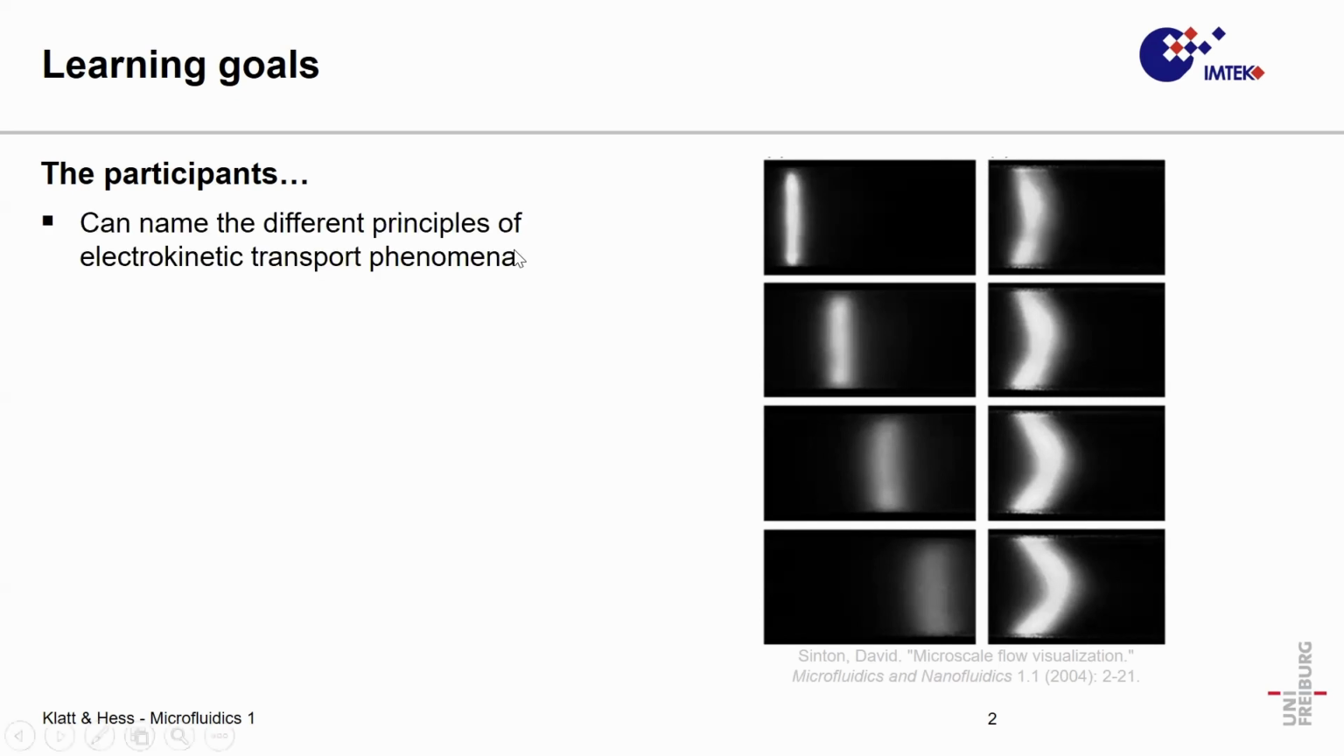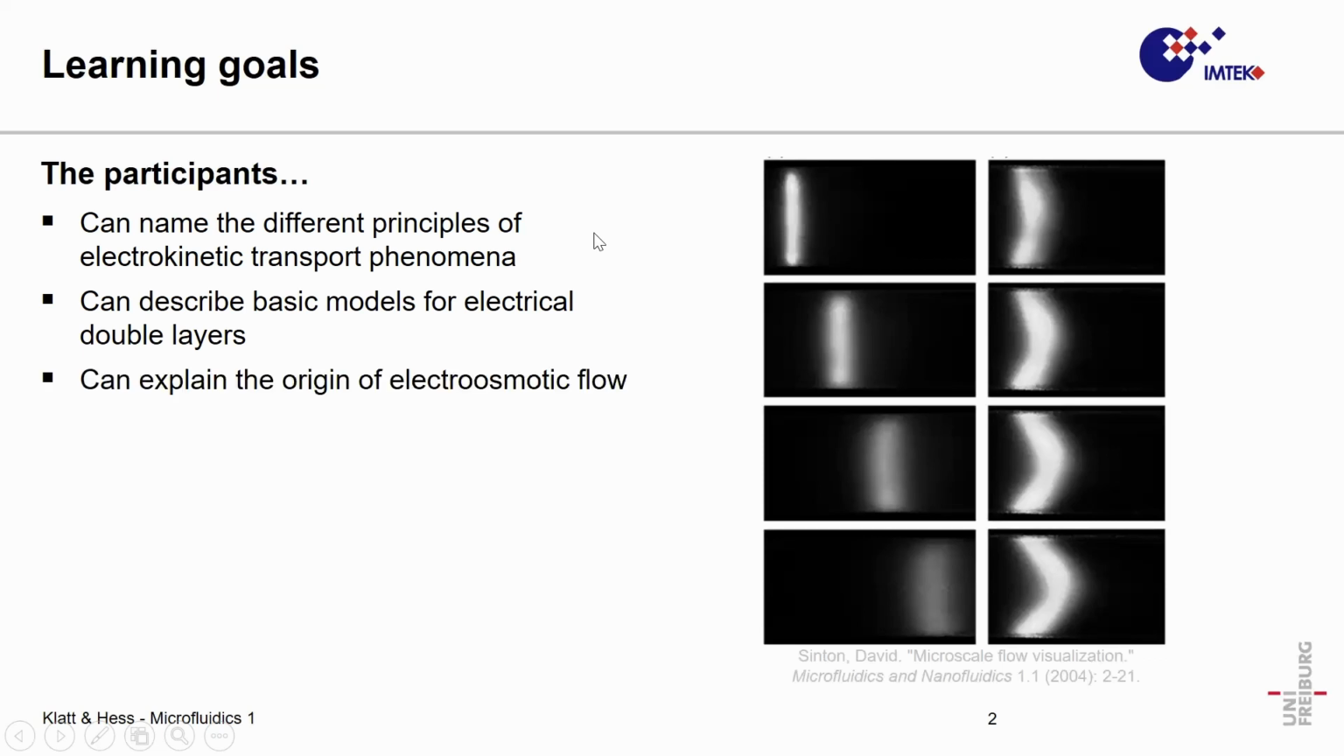The first part of this lecture today is that you will be able to name the different principles of electrokinetic transport. We will also learn about the basic models for electrical double layers. And finally, based on these 2 points, you will be able to explain the origin of electroosmotic flow, which is represented by this constant flow profile.